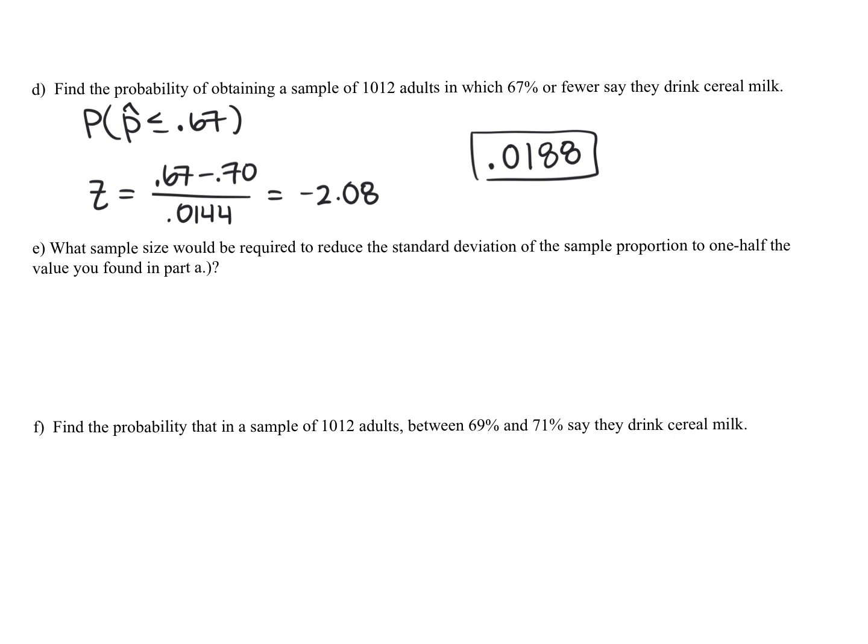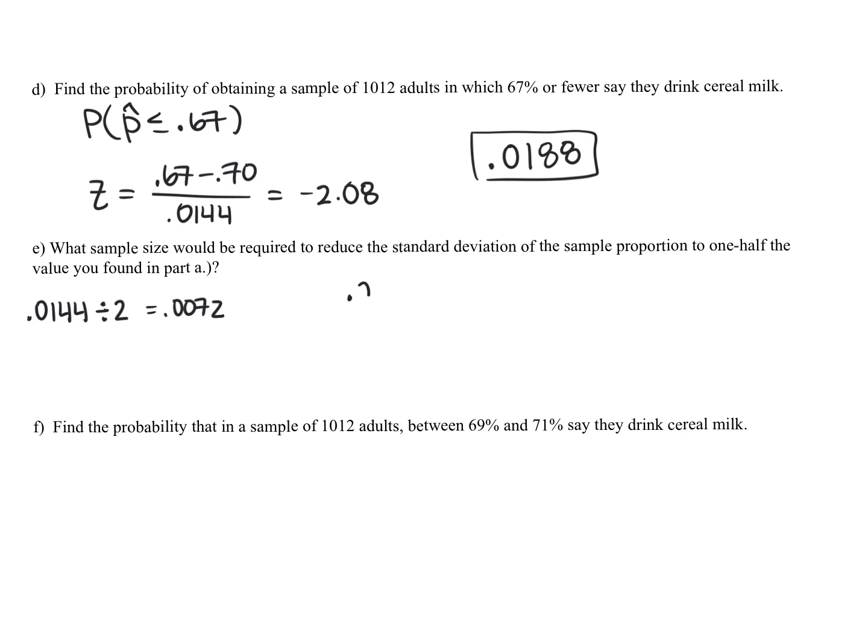Next, we want to know what sample size would be required to reduce the standard deviation of our sample proportion to 1/2 the value that we found in Part A. So the value we found in Part A is that our standard deviation is 0.0144. And we want to divide that by 2 because we want it to be half, which is 0.0072. So we want to know what sample size results in a standard deviation of 0.0072.